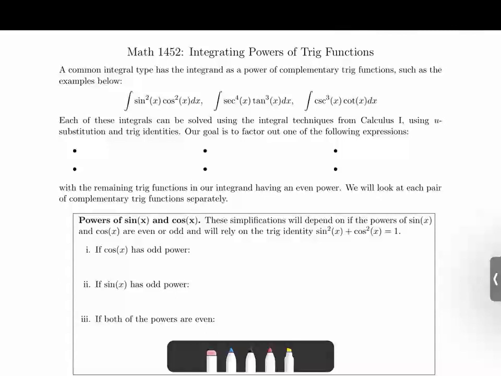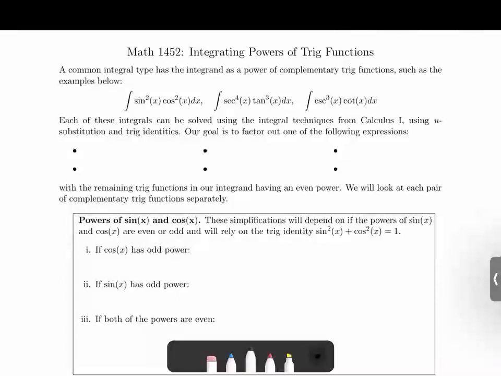So whenever we are solving these integrals, we can actually use the integral techniques we learned in Calculus 1, such as U substitution and rewriting things using trig identities. But there are going to be some tricks to tell which substitutions and identities we're going to use. So overall, our goal is going to be to factor out one of the following expressions.